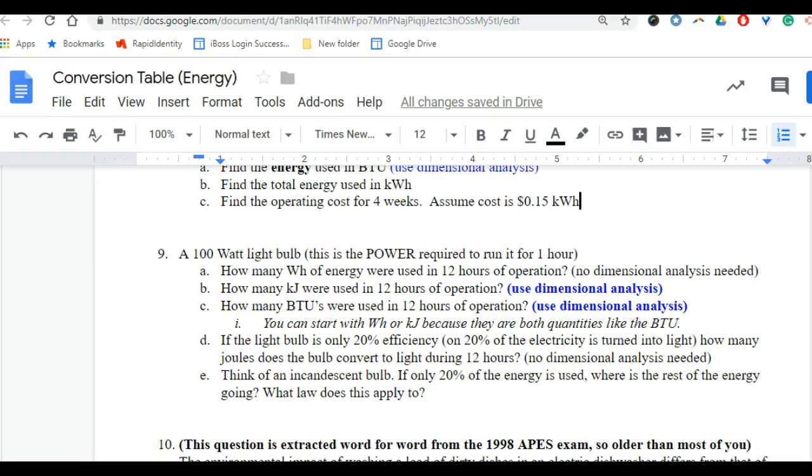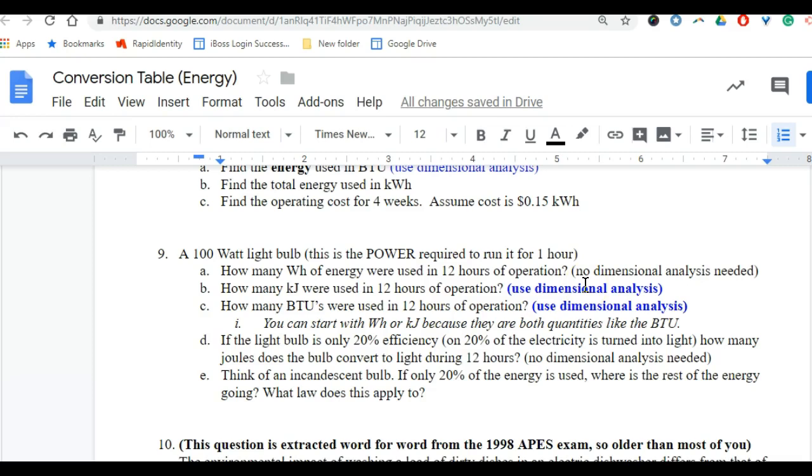Alright, so next up we have problem number 9. We have a 100 watt light bulb. Now again, this is power. This is a rate. This is the power required to run it for 1 hour. So now it's asking how many watt hours of energy are used in 12 hours of operation.